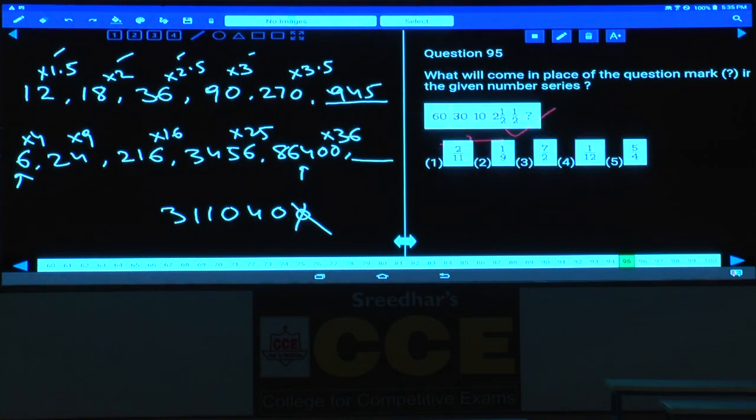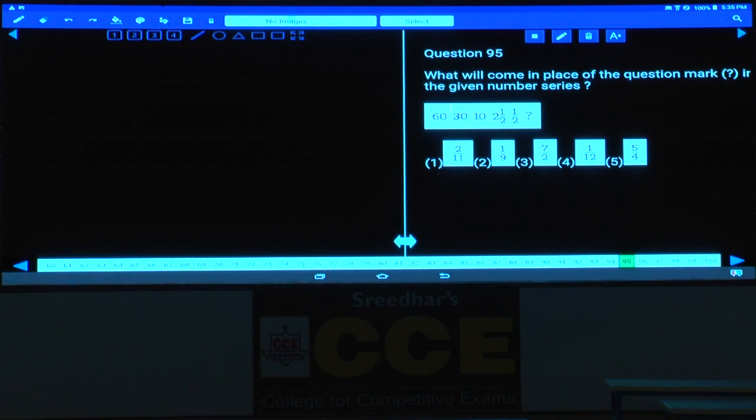Now in this question number 95, tell me what is given in this one. 60, 30. Now 60 and 30. Yes, how to represent this one? 60 into 1 by 2 is 30, and 30 and 10, 30 into 1 by 3 is 10, and 10 and 2 1 by 2. What is 2 1 by 2? 2 1 by 2 is nothing but 5 by 2. And this 5 by 2 can be written as 10 into 1 by 4. 10 by 4 is nothing but 5 by 2, isn't it?